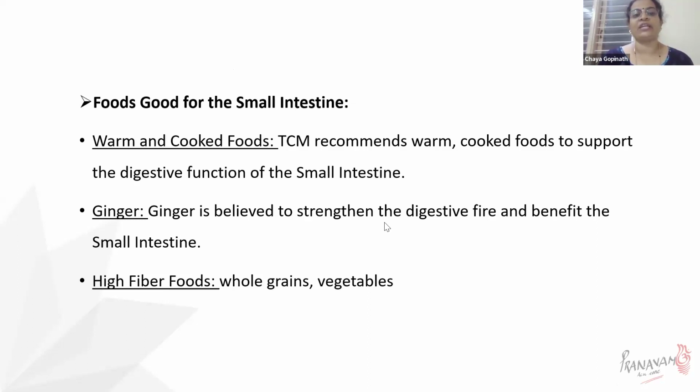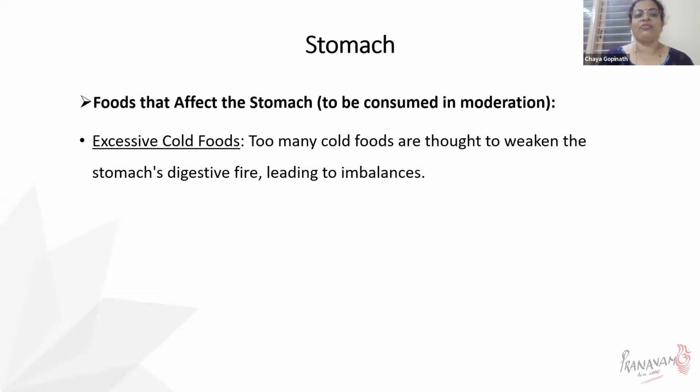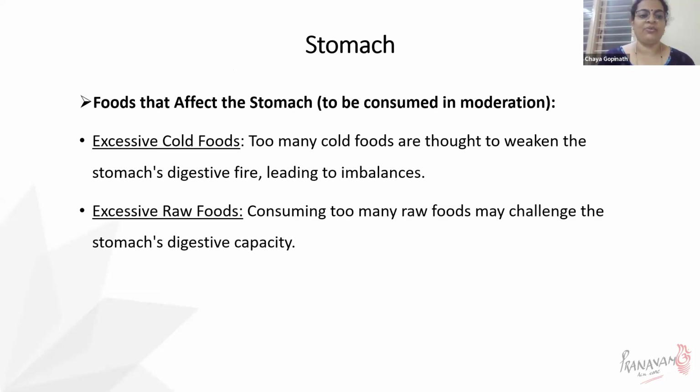Okay. High fiber foods are excellent for the small intestine. Coming to the stomach, you need to avoid excessive cold foods as usual. Too much cold food will disrupt your Jataragni, or your stomach fire, leading to indigestion and imbalance in stomach chi. Excessive raw foods again will create a lot of dampness in the body, which is not good for the stomach. You'll be overworking your stomach if you're creating more dampness.